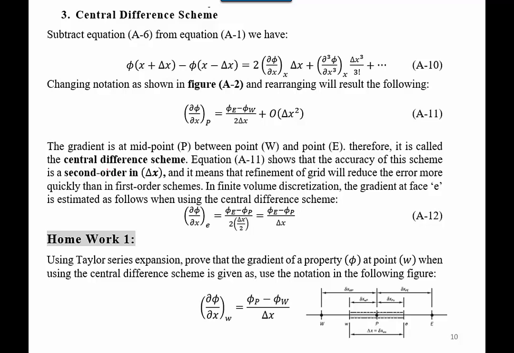So as homework number 1, use the Taylor series to find the value of the gradient of phi at the west interface and prove it equals the value of phi at point P minus phi at west point divided by delta x.